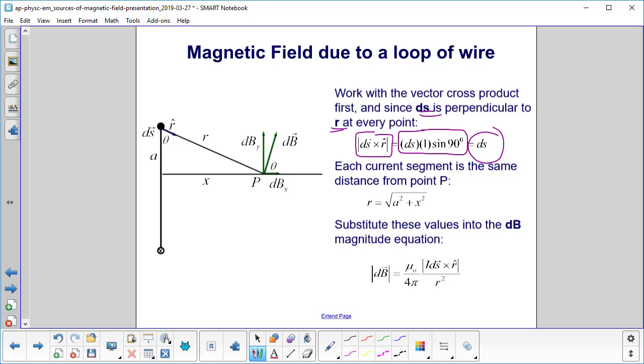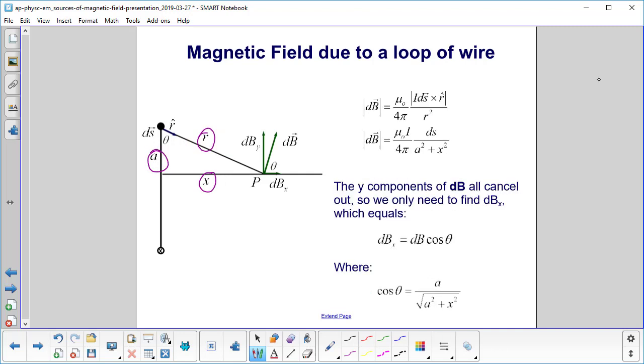We then note each current segment is the same distance r from point P. And what is r equal to? Well, the square root of a squared plus x squared, Pythagoras. So we're going to take those values and plug them into our Biot-Savart magnitude equation, because we've already found the direction of the field. We're just looking for the magnitude now.